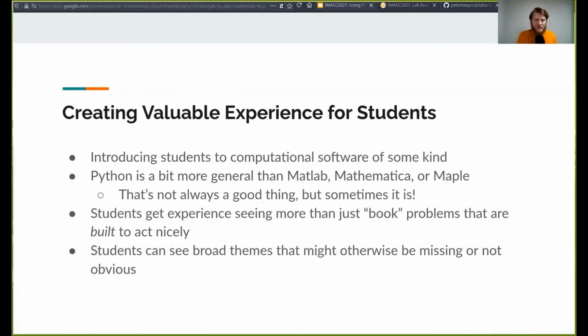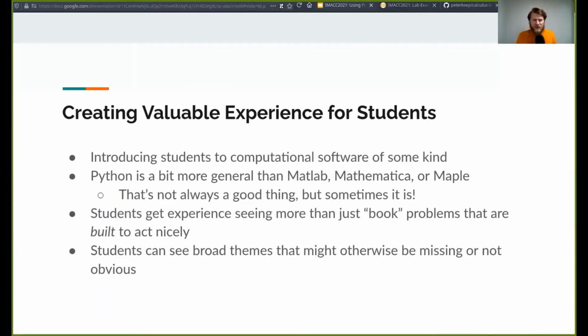So maybe it might help them to see MATLAB earlier, but I'm seeing more and more statistics students and data science students and things like that, where in their future, they're not probably going to use any of those specific computational softwares. They're probably going to deal more with just a general programming language like Python or R for statistics or something like that. So I think it's helpful to be a little bit more general.